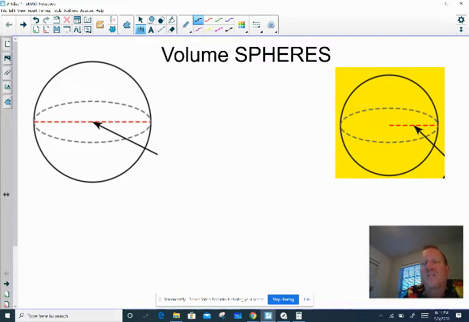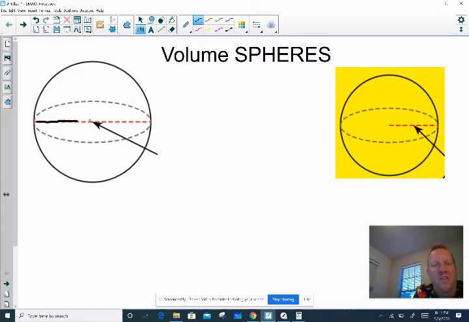Okay, so we're going to investigate the very last volume that we're going to talk about, and that's the volume of the sphere or the volume of the Earth. Yes, we could use this formula that we're going to talk about in finding the volume of the Earth. Okay, so first of all, let's look at these two circles. What I want you to notice is the difference.